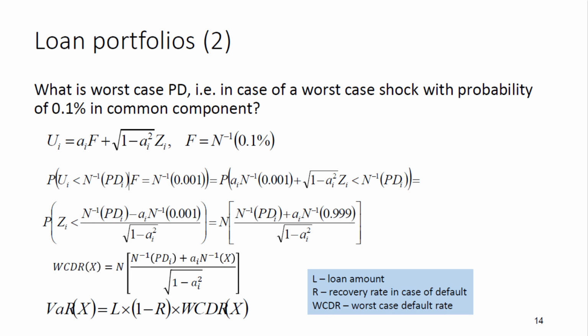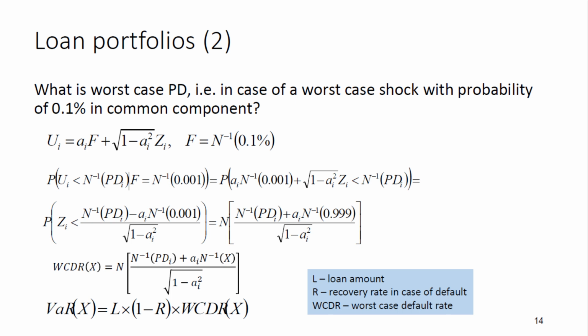And this worst case default rate could be applied to see how much capital I need to set aside, because capital is set aside for unexpected events. Then let's look at the loan amount that comes with this asset i, denoted with L. If the asset goes into default, it normally doesn't mean that you lose everything, but there's always a recovery rate. So the real loss is 1 minus the recovery rate times the loss that occurs.